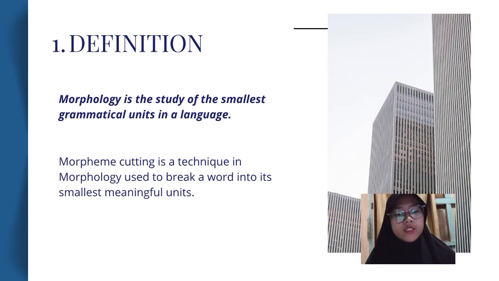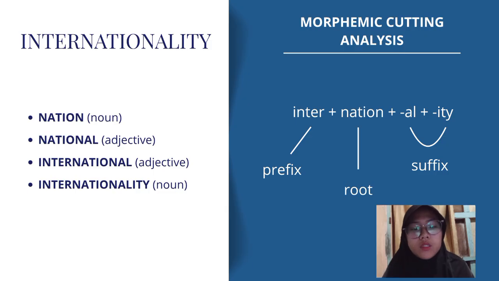In this presentation, I will analyze 5 English vocabulary words using morphemic cutting. The first word is internationality. The word internationality is derived from nation, which becomes national, then international, and finally internationality. In morphemic cutting analysis, it can be divided into 4 parts. First, inter, and then nation, al, and ity. Inter is a prefix. Nation is the root or base, and al and ity are suffixes.